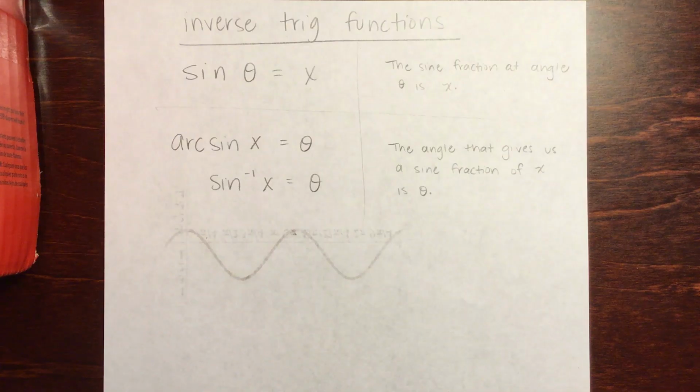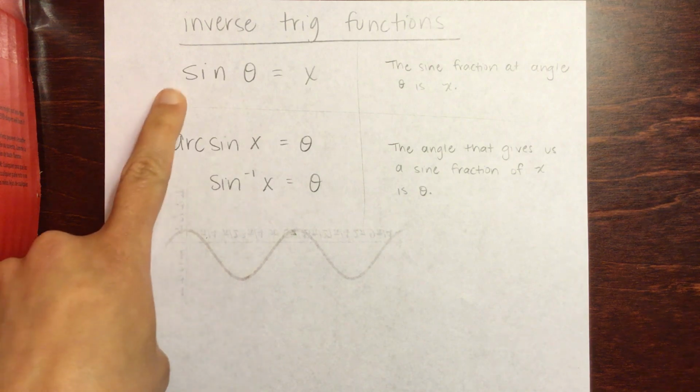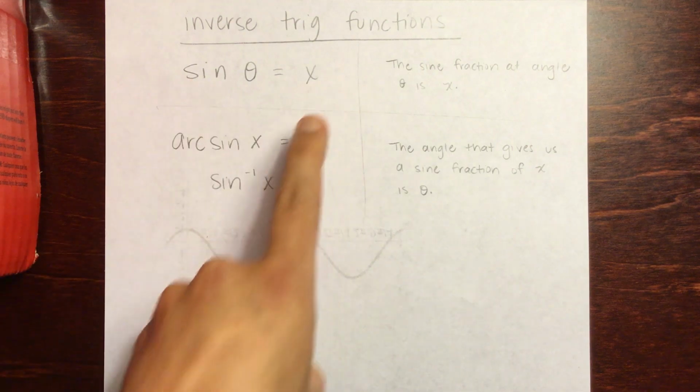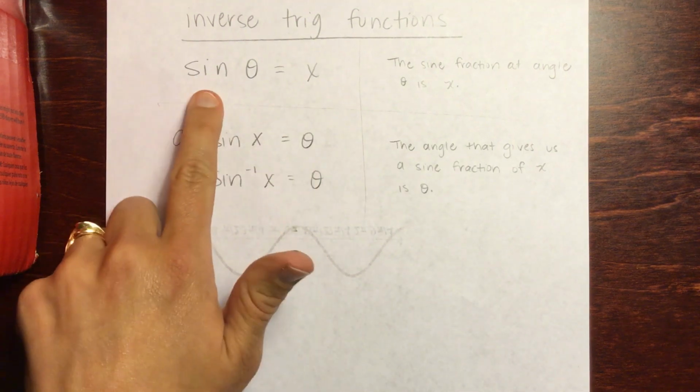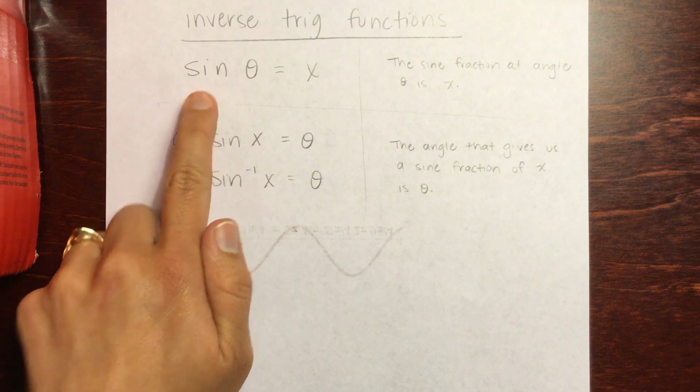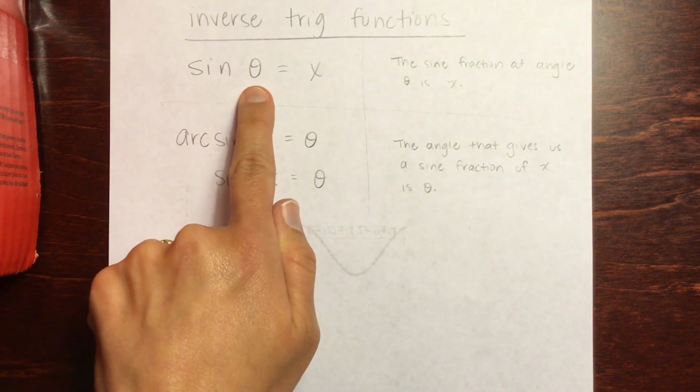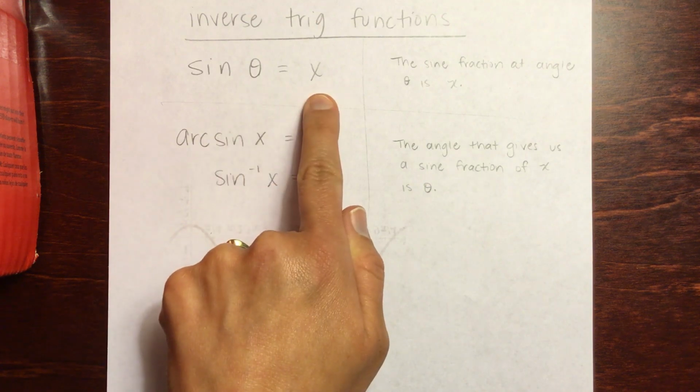This video is going to talk about how to find your inverse trigonometric functions using the unit circle. First, let's talk about notation. We've been using things like this: sine theta equals x, cosine theta equals x. I guess we've been using y's instead of x's here, but sine theta, cosine theta, tangent theta. Either way, that means your sine fraction at angle theta is x.